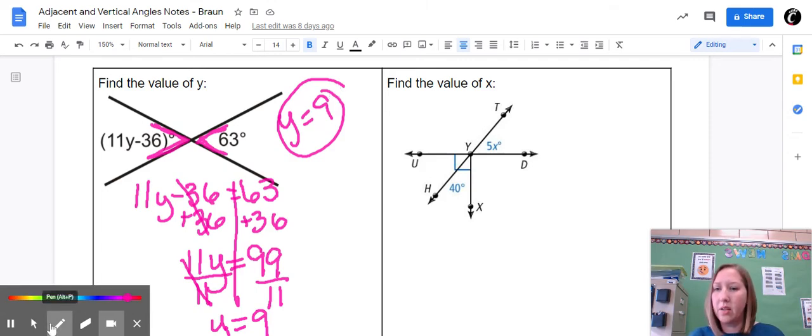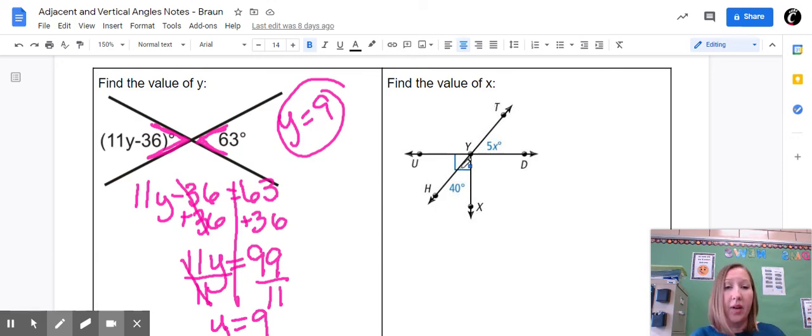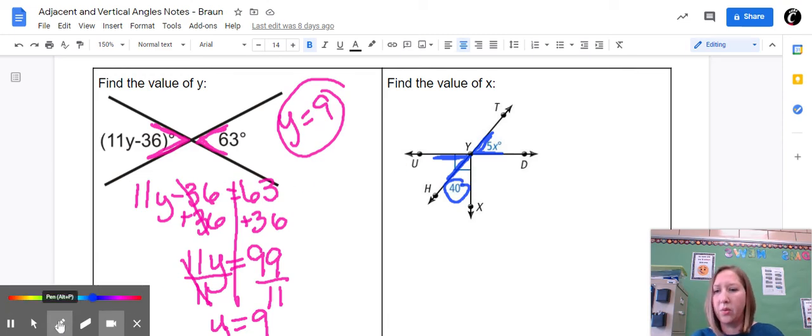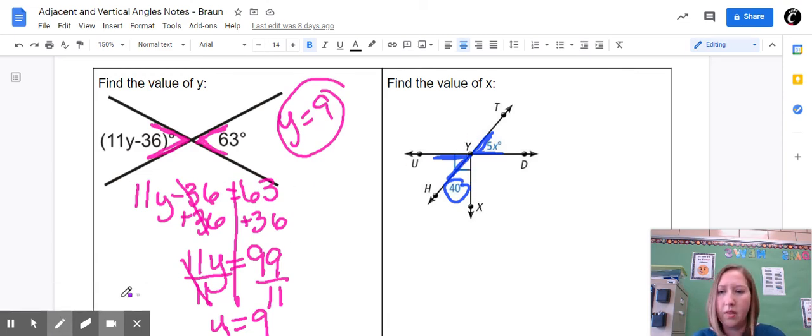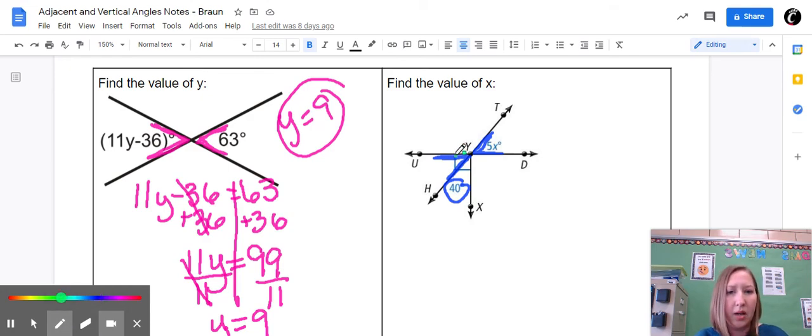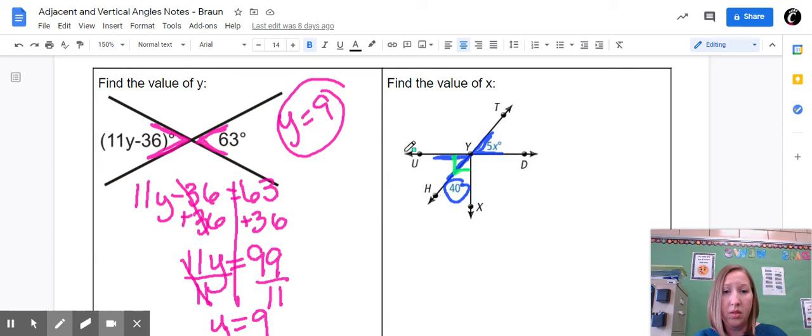Okay, so let's take a look at our last example. What we have here, we want to find the value of x. So I have 5x here, and my vertical angle is the one across here, but I don't have a value of that yet. What I do know is the value of this angle right here. And I also have something else that's really important here. I have this box right here telling me that this whole angle, UYX, is 90 degrees. That's a right angle, it's equal to 90 degrees.